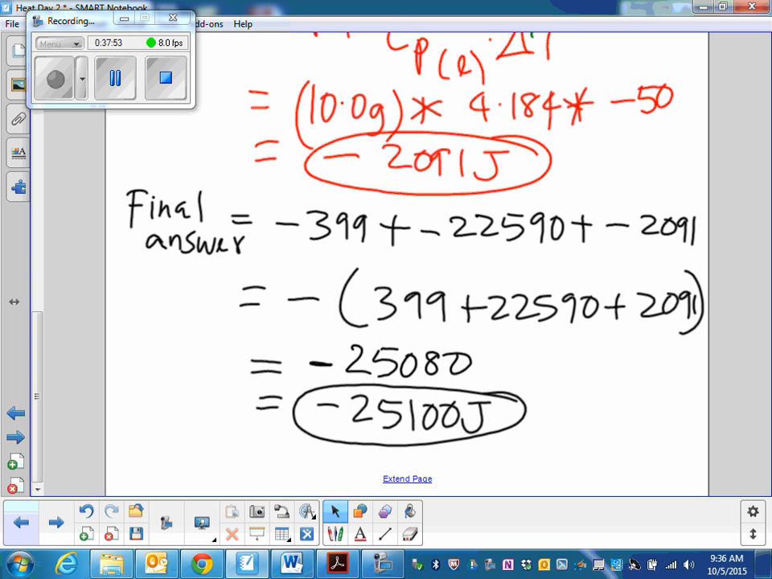Okay, guys, did you write the problem down? The last step is addition. Is that right?